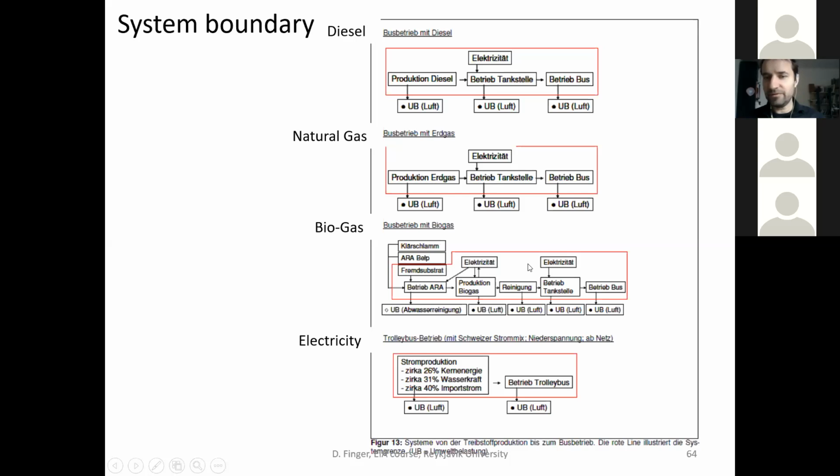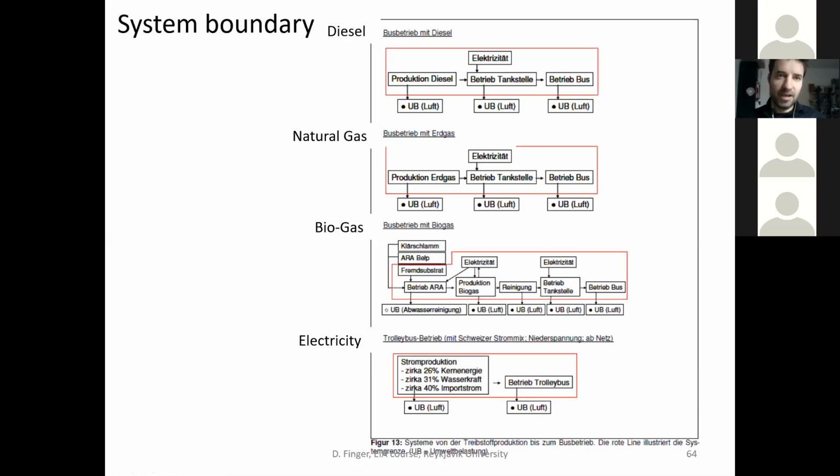Electricity was, of course, the Swiss mix. Then you had to clean the gas, because it has to meet a standard of 97% methane in order to use it in the buses. And then you had to run the filling station, and then also the operation of the buses. Finally, we also compared the three types of buses with a life cycle analysis of electric buses, trolley buses, where the buses use direct electricity from the Swiss grid.